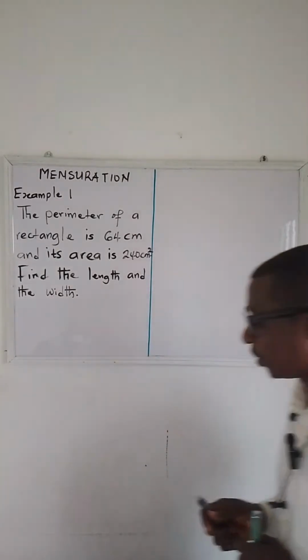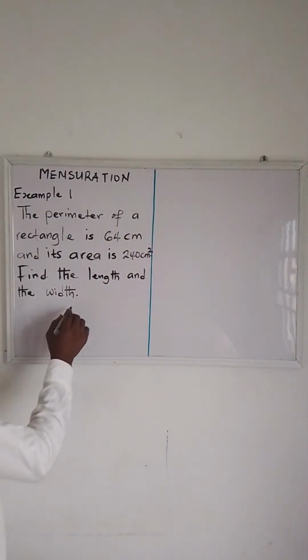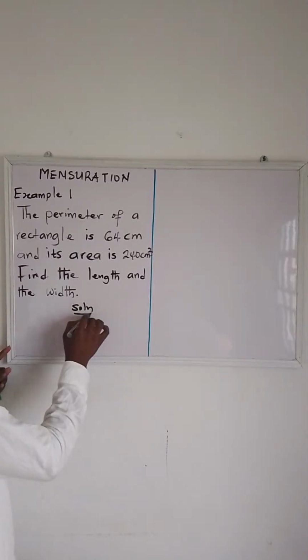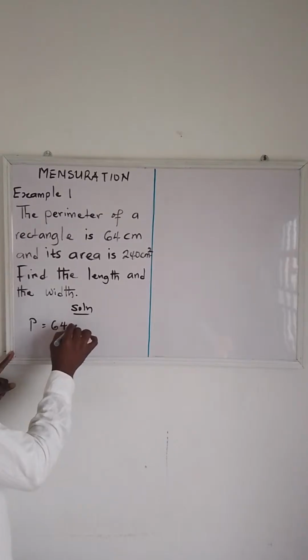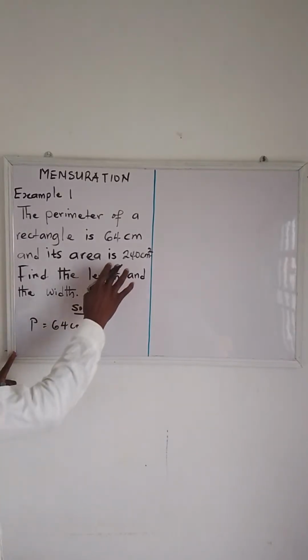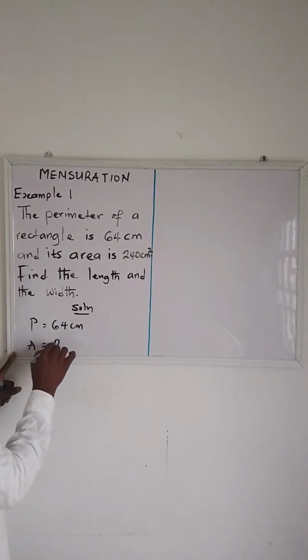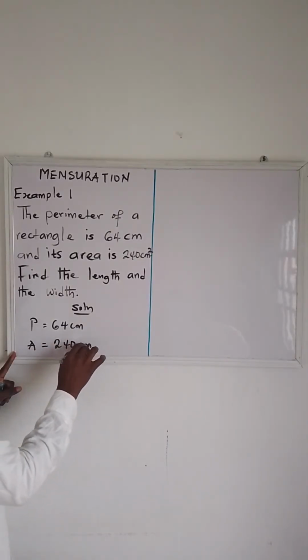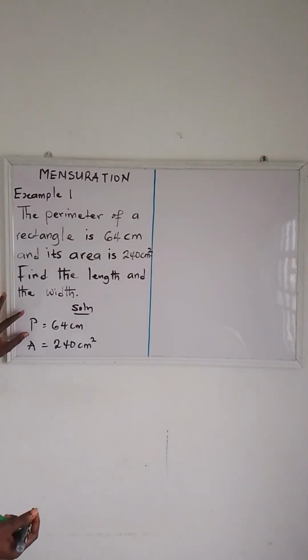Okay, so now in this question we are given the perimeter. The perimeter is 64 centimeters, and we're also given the area. The area A is 240 centimeters squared. All right, so what I need now is to bring out the formula for finding the perimeter of a rectangle and the area of a rectangle.